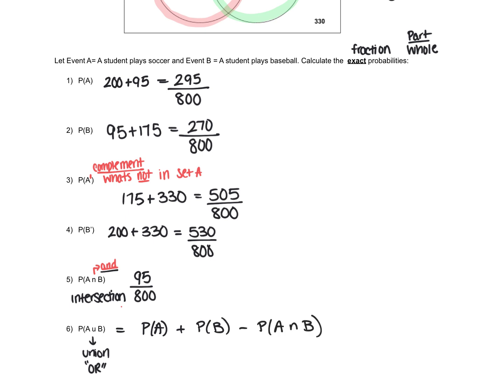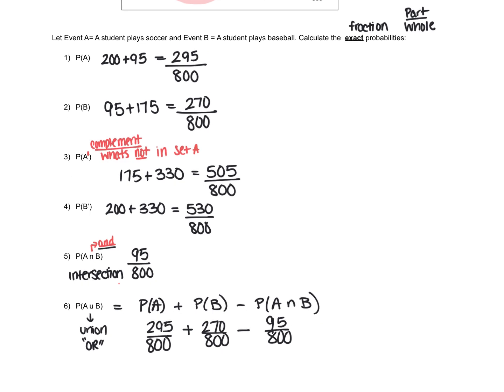This is the formula we spoke about the other day. So the probability of A, we actually know here, is 295 out of 800. Then we have the probability of B, which we have here, 270 out of 800. And then we have the probability of A and B, which is down here, which is 95 out of 800. So all we would have to do is just add these fractions together. And if you do that, you actually get 470 out of 800.